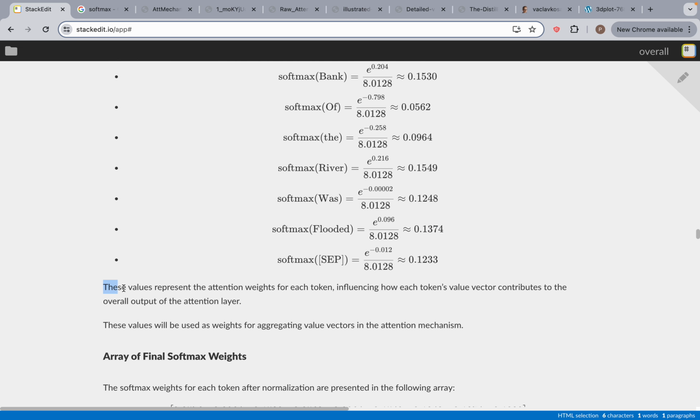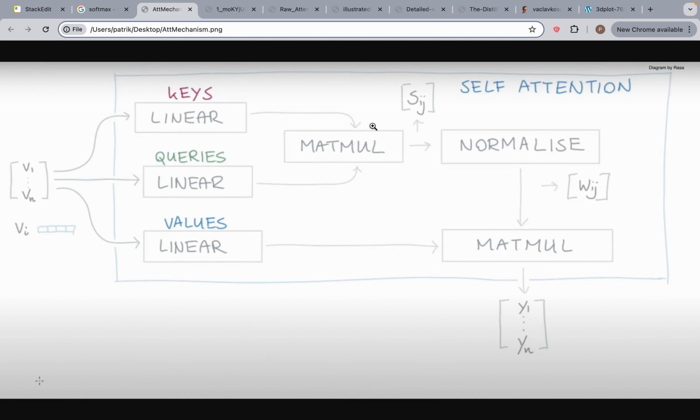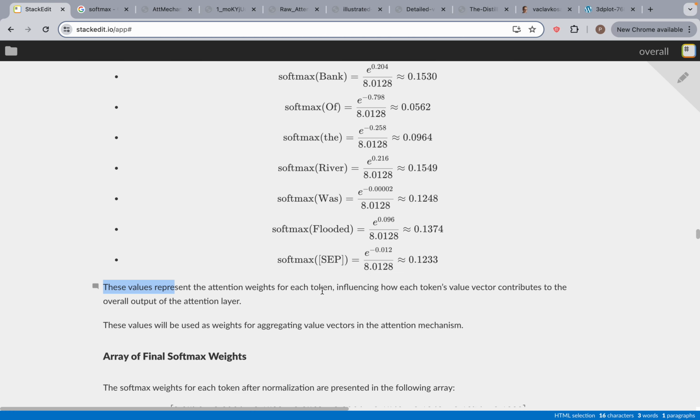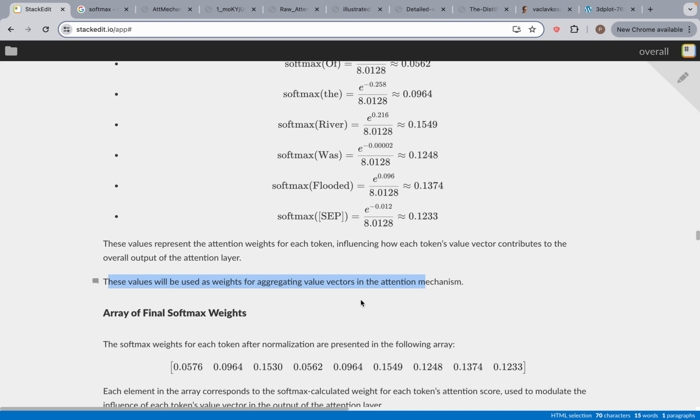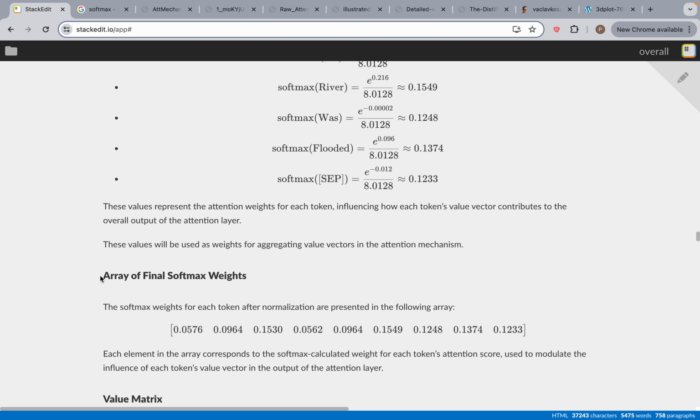So over here, you can read that these values represent the attention weights for each token, influencing how each token's value vector contributes to the overall output of the attention layer. So these values will be used as weights for aggregating value vectors in the attention mechanism. Now, if that didn't make sense, just keep in mind that we are over here and we still have this value vector. So we're going to be multiplying these final outputs with the value vector. So that's what this part means, that these values will be used as weights for aggregating value vectors in the attention mechanism, okay? So over here we have the array of final softmax weights.